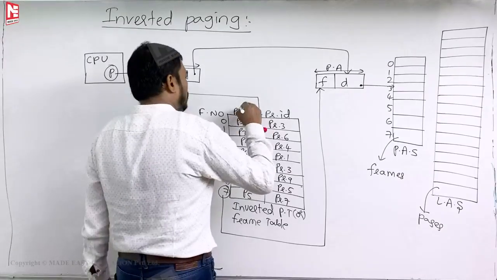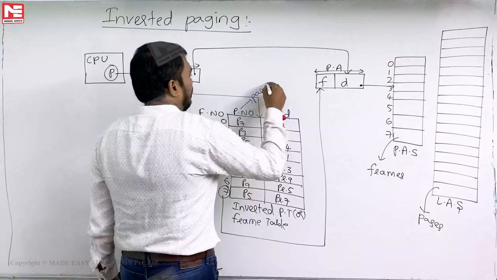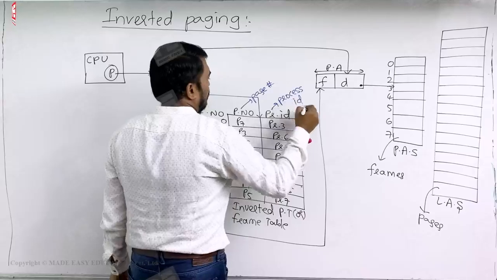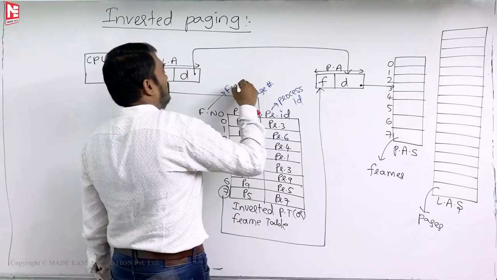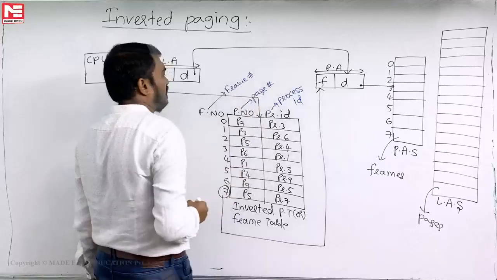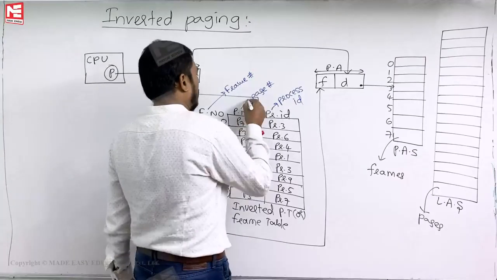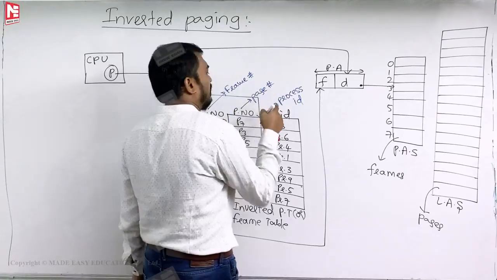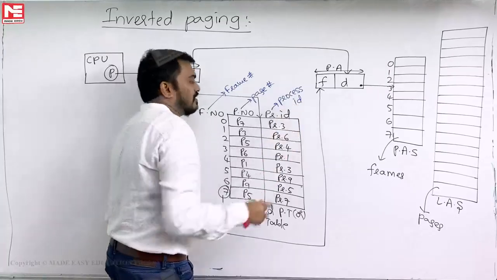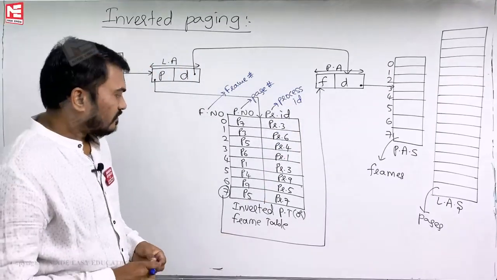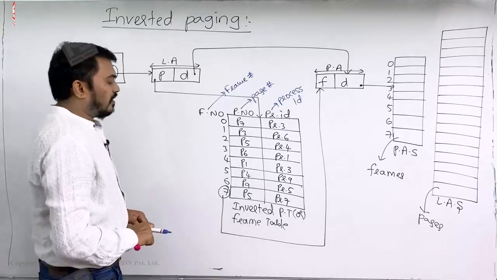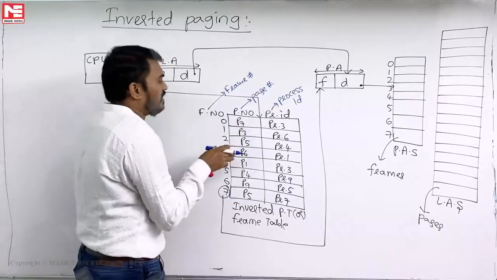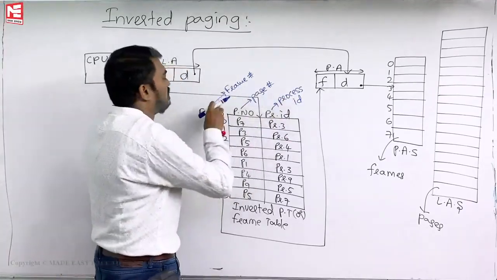Okay, just note down. So this is the page number, and this is the corresponding process ID, and this is the corresponding frame number. Understand carefully. Right. So understand here, in the inverted page table, this is a page number, corresponding process ID, corresponding frame number.